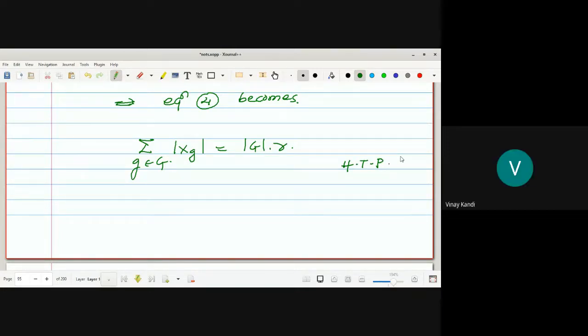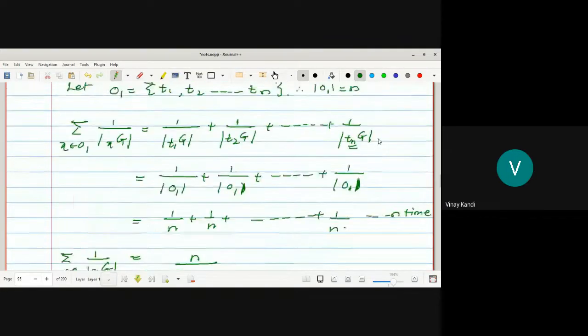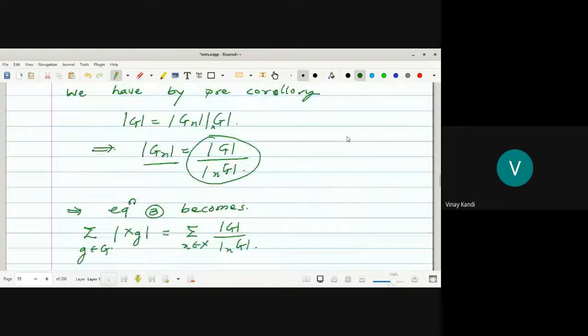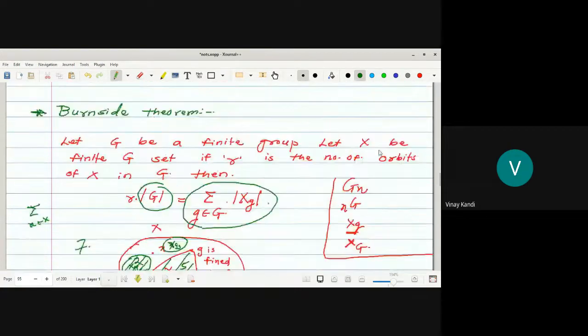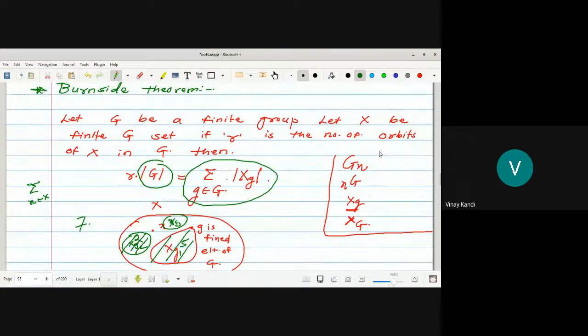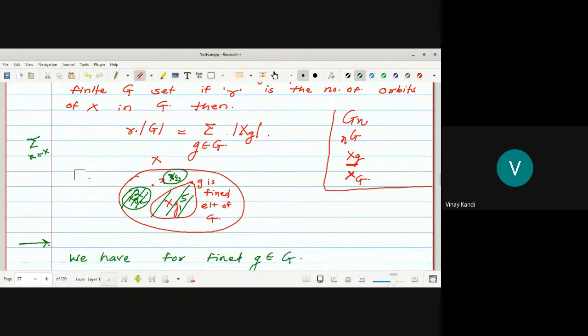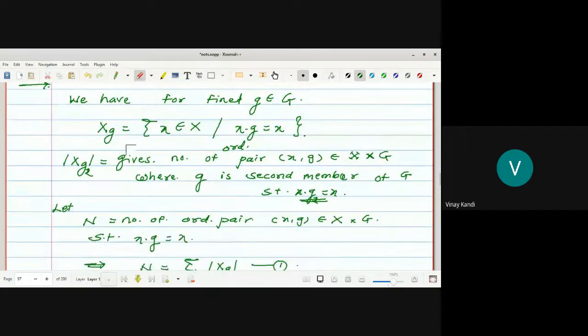No, sir. Okay, once again, note this. What is Burnside theorem? Let G be the finite group and X be the finite G set. Then R is the total number of orbits of X in G. Then we have to show that R into order of G is equal to what? Summation g belongs to capital G, order of Xg. Okay, what is Xg? This one. x belongs to capital X, xg is equal to x.